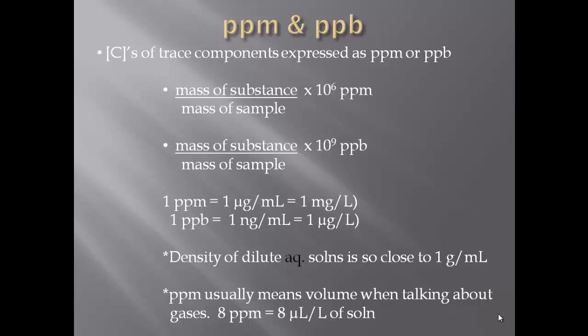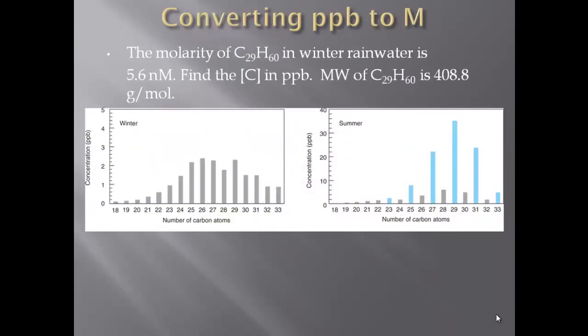All right, let's go ahead and do a problem that deals with ppb. So this problem deals with converting between different concentration units. The molarity of C29H60 in winter rainwater is 5.6 nanomolar. They want you to find the concentration in parts per billion, and they give you the molecular weight of C29H60, which happens to be 408.8 grams per mole.